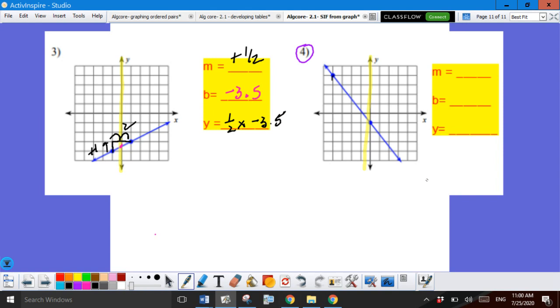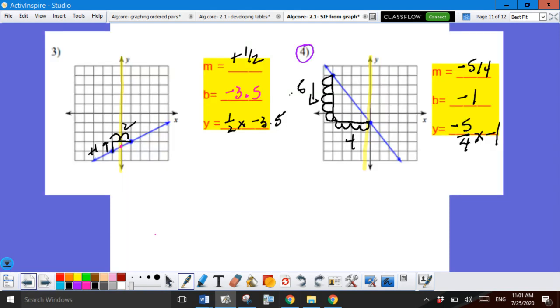All right, now this one's negative. I see that, and I see that my b is a -1. So let's figure out what my slope is. 1, 2, 3, 4, 5. I went down minus 5. 1, 2, 3, 4. So my slope is -5/4. So y is going to equal -5/4 x minus 1.